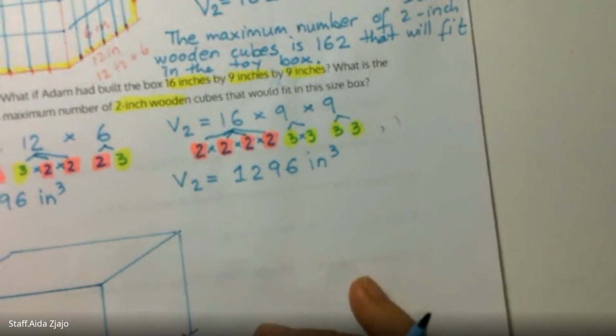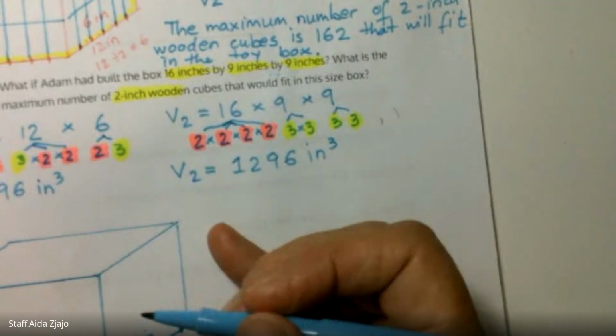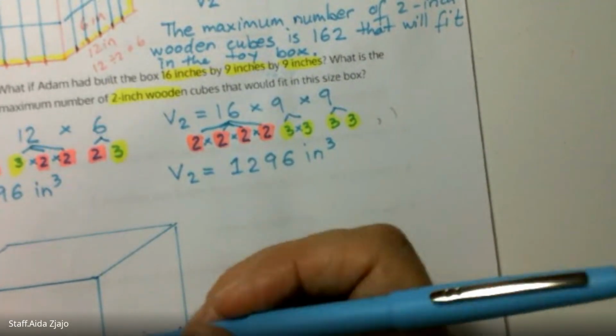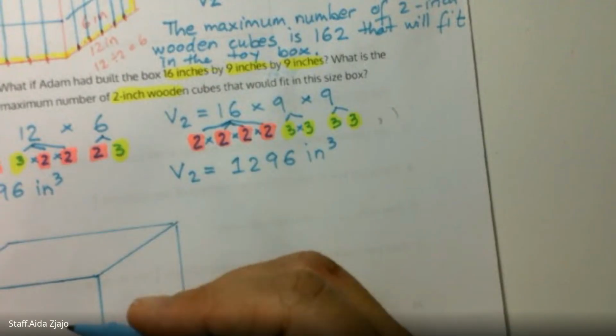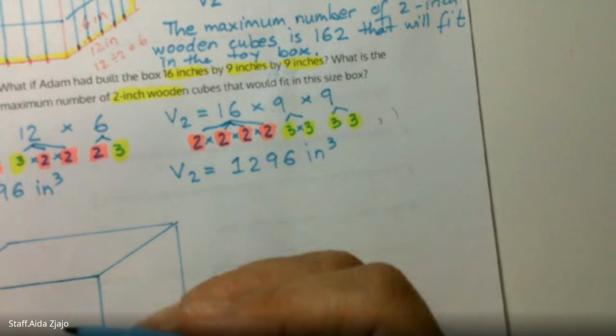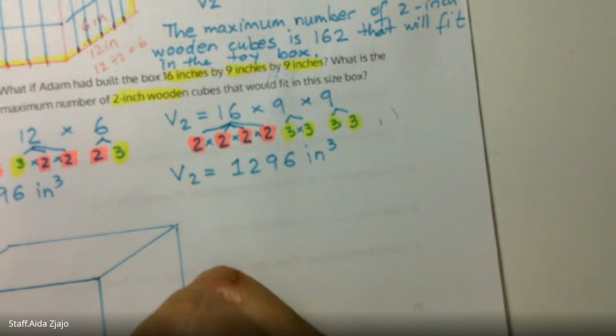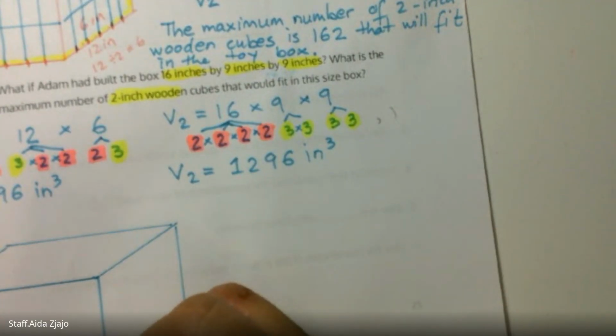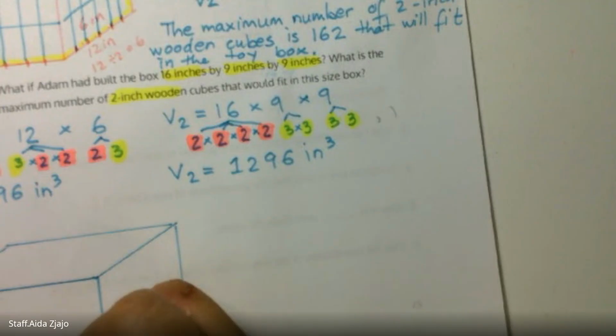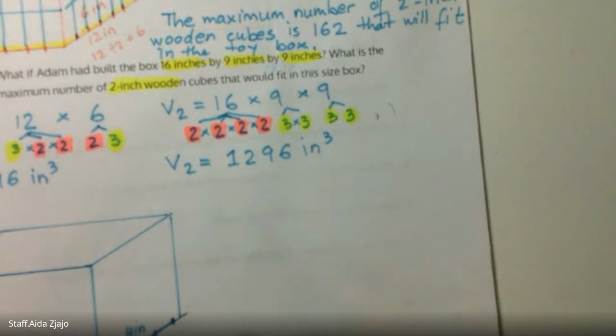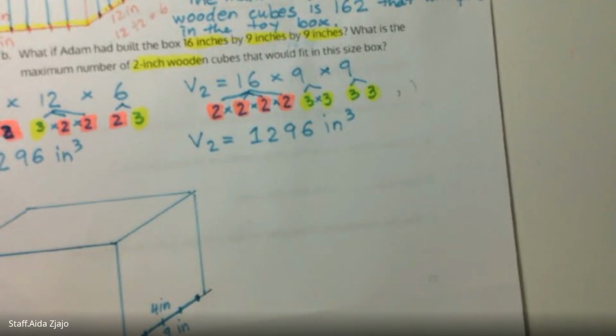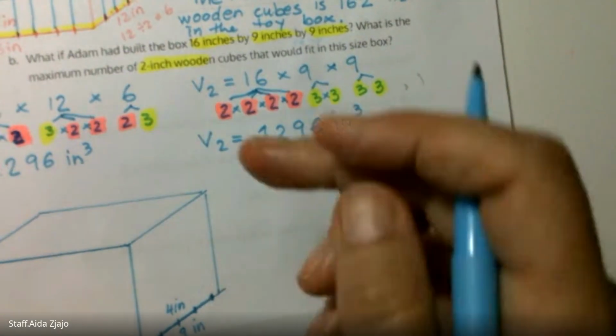So now this is going to be 8. Let's do that. 1, 2, 3, 4. Okay, again 4. So here it will be perfect: 1 wooden cube, 2, 3, 4, 5, 6, 7, 8 can fit this way.